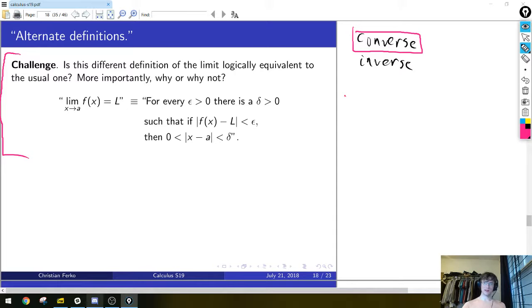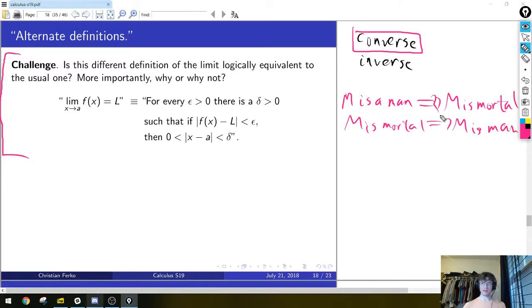So, M is a man implies M is mortal. Is it true that if M is a mortal, then M is a man? Can I switch the order? That's not how that works because women exist. Not every instance of a mortal is necessarily a man. You can't simply switch the implication and get something which is also true in general, right?